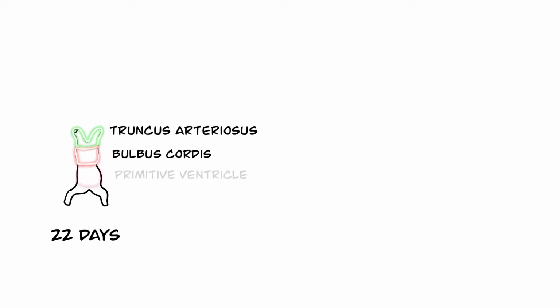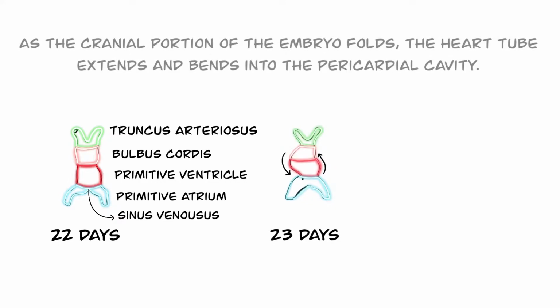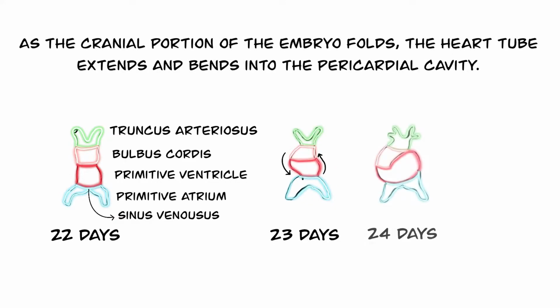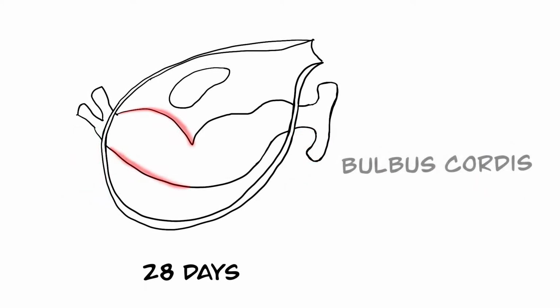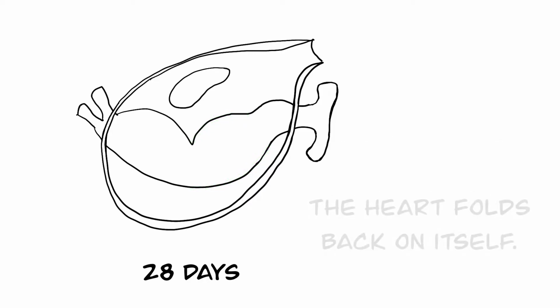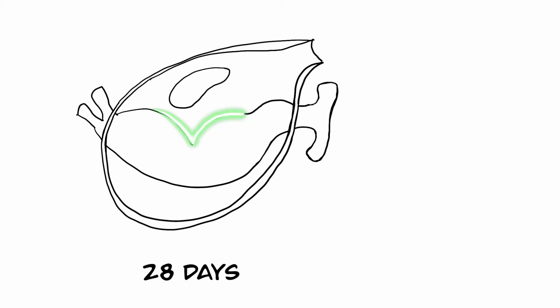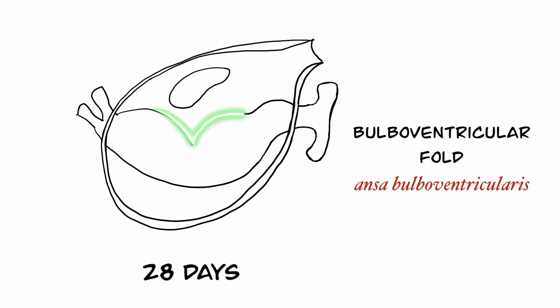The heart tube forms the truncus arteriosus, bulbus cordis, primitive ventricle, primitive atrium, and sinus venosus. As the cranial portion of the embryo folds, the heart tube extends and bends into the pericardial cavity. Bulbus cordis and ventricles grow faster than the other regions. Therefore, the heart folds back on itself approximately on day 28 and forms the U-shaped bulboventricular fold. It is also known as ansa bulboventricularis in Latin.